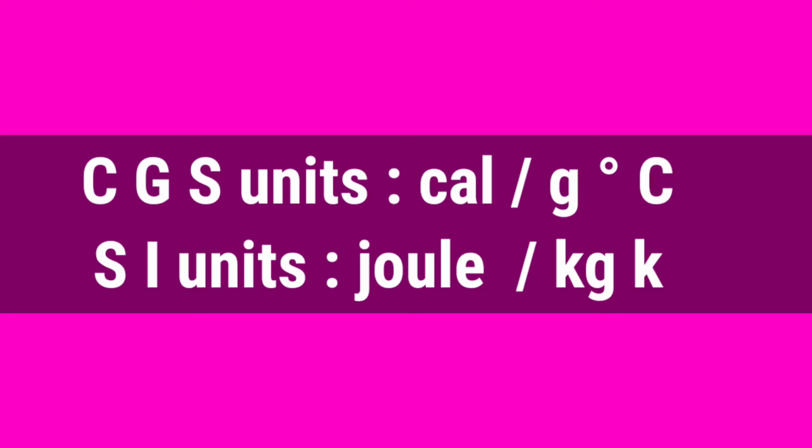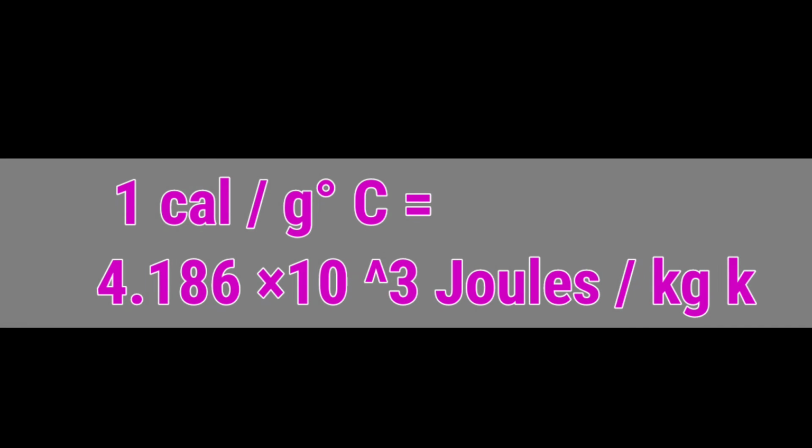The unit of specific heat in the CGS system is calorie per gram degree Celsius, and in the SI system it is joule per kg Kelvin. Hence 1 calorie per gram degree Celsius is equal to 4.186 into 10 to the power 3 joules per kg Kelvin.